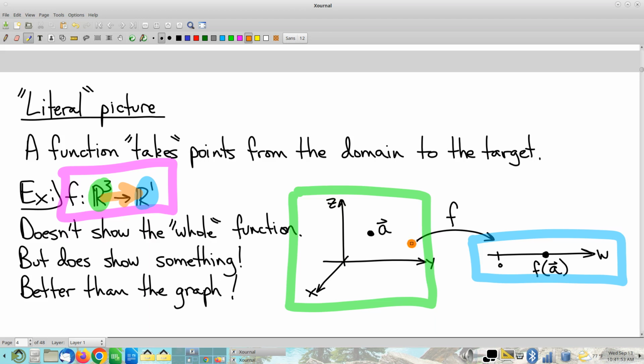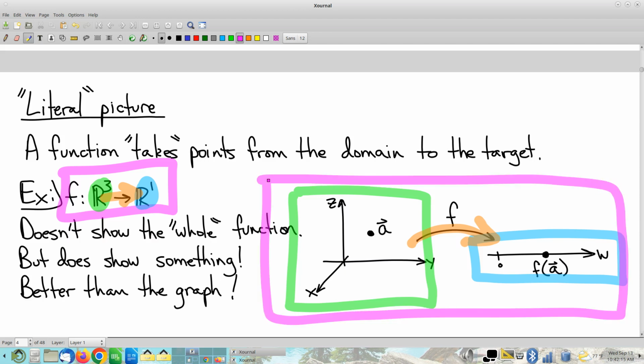And, okay, well, I'm just going to draw an arrow representing the action of, when you have an input point like this, it's going to get sent by the function over and land as an output value somewhere there in the target. So this is pretty literally just drawing a picture of the function as it is fundamentally defined. Does that make sense to everybody?